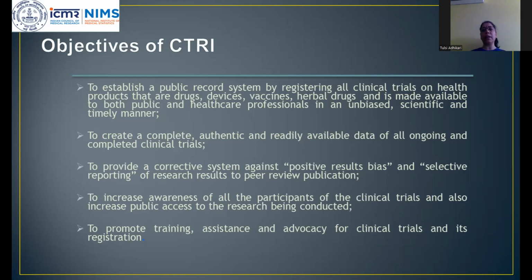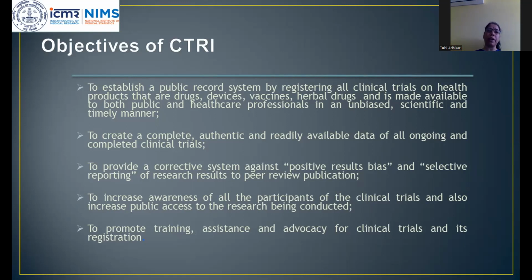So it creates an unbiased data set in the public domain, and you enter all the scientific details about your methodology, your primary objective, contact details, your sample size, your study design, your outcome indicators, your ethics approval, DCGI approval. So everything, the scientific detail, is available in the public domain. And timely means before actual initiation of your trial, that means before enrolling the first patient into your trial.